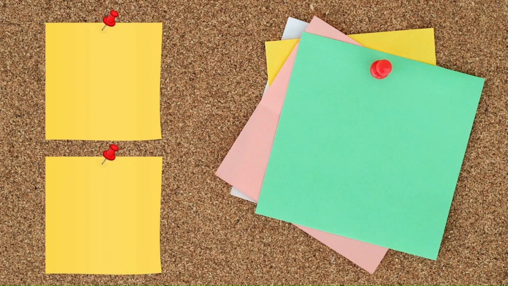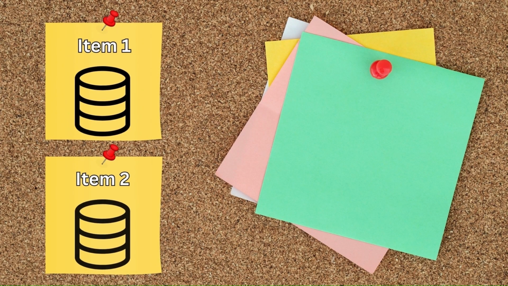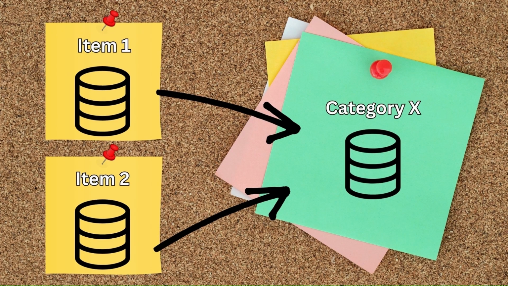Let's say we have a list of items stored in our database and we want each item to belong to a single category. In this case, one category can be assigned to many items, but each item can belong to only one category. This requires a one-to-many relationship between the category and the items. In this video, we'll learn exactly how to set this up, but don't worry, it's not that complicated.